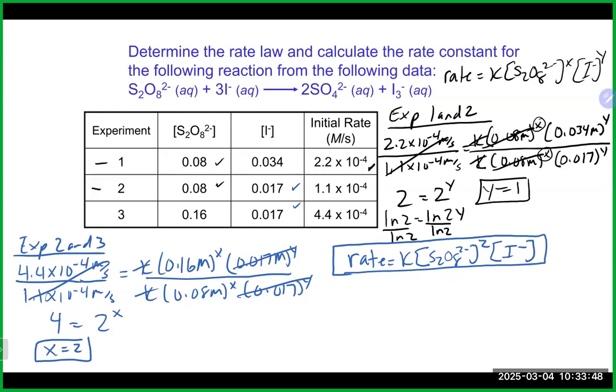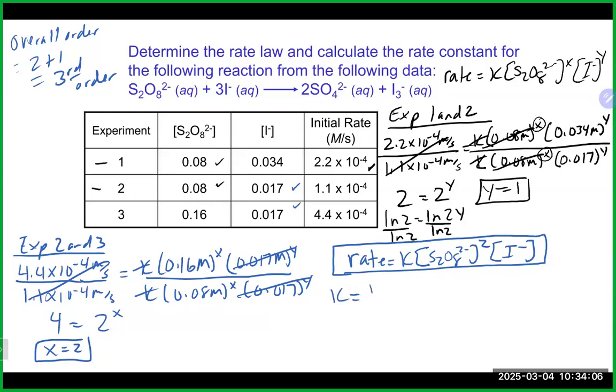At this point, we could also do the overall order. And again, the overall order here is going to just be adding that up. That's going to be a 2 plus 1, which is actually a third order reaction in this case. At this point, we can now use our completed rate law to figure out the value of K.